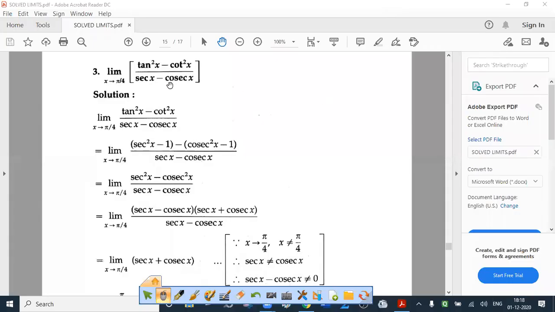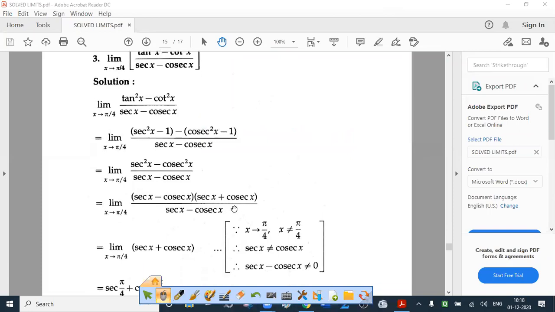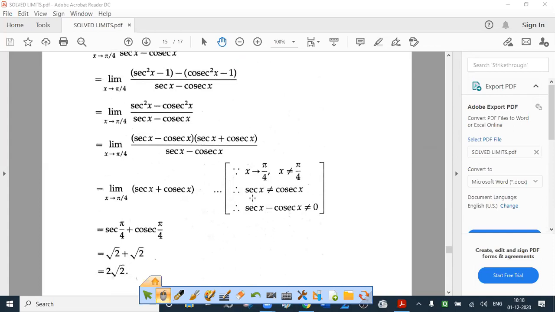Third sum, limit x tends to pi by 4, (tan square x minus cot square x) upon (sec x minus cosec x). Now, what is tan square? Sec square minus 1. What is cot square? Cosec square minus 1. Now simplify, rearrange the terms. What are the factors of sec square minus cosec square? Sec minus cosec, sec plus cosec. Denominator sec minus cosec. Can I cancel sec minus cosec? Yes, I can, because this only tends to 0, not equal to 0. Now take the limit, means replace every x by its limiting value, which is pi by 4. Sec pi by 4 is root 2. So is cosec pi by 4. So final answer is 2 root 2.